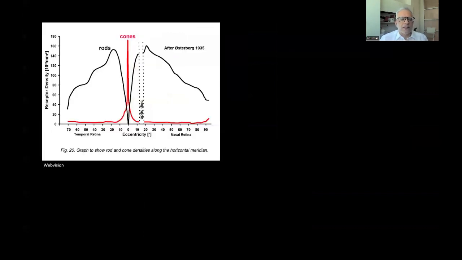This is a graph that I like that shows how at point zero, which is the fovea, it's all cones. But as you go out, there are still cones in the periphery. And in fact, the total number of cones in the periphery is more than the total number of cones in the fovea. At about 20 degrees from the fovea, that's where rods peak. And again, the retina is a rod-rich structure dominated by rods.